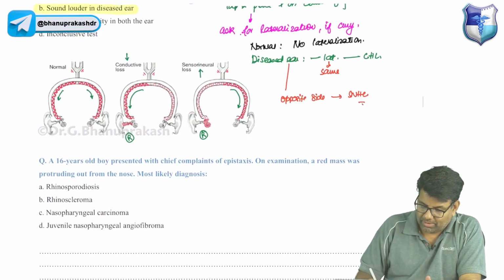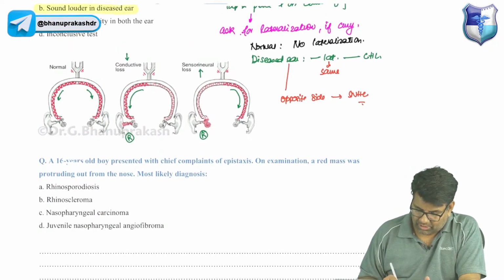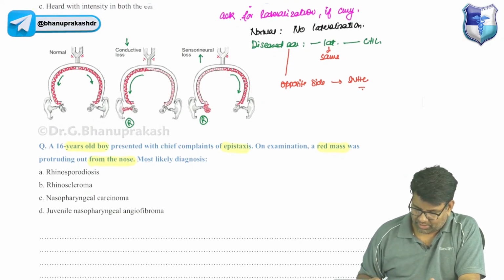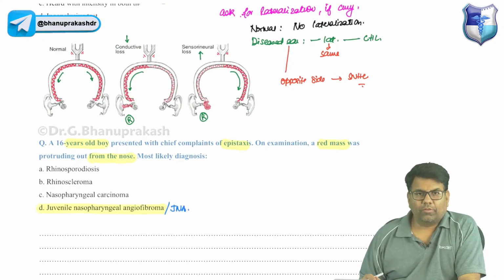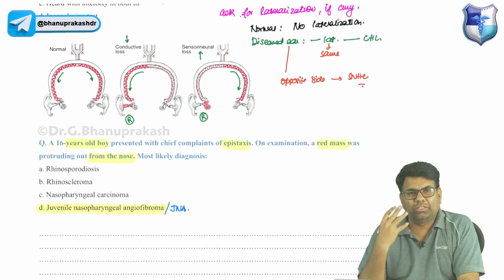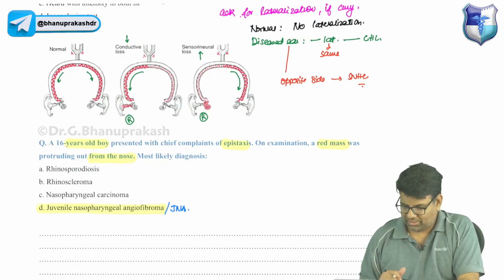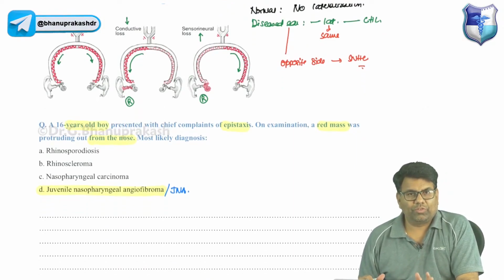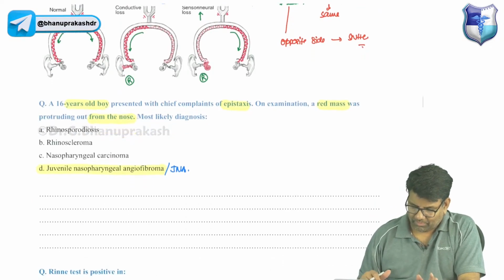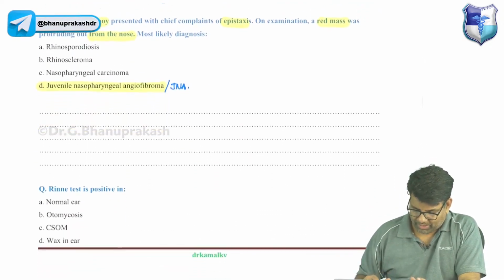So next question. 16-year-old male, epistaxis, red mass around the nostril. Yes, very good, this is JNA. The moment you find this presentation of an adolescent male with fullness in the cheek and recurrent epistaxis, straightforward, make a diagnosis of JNA, juvenile nasopharyngeal angiofibroma. There should be no confusion in this particular entity.